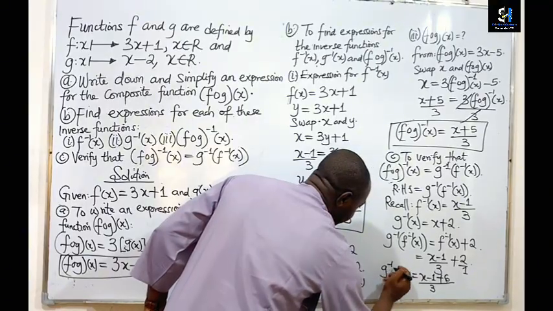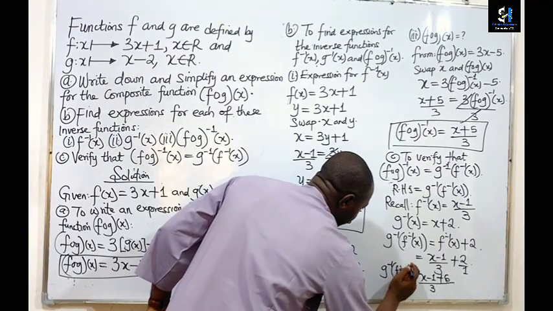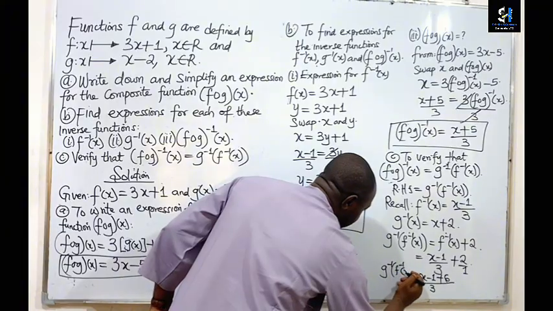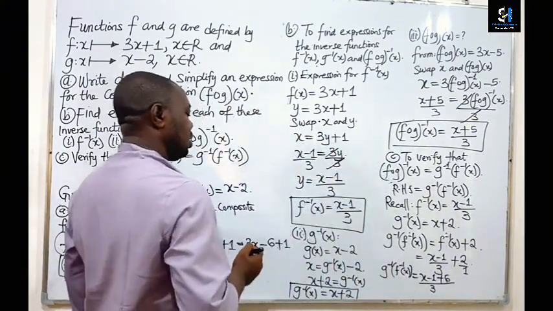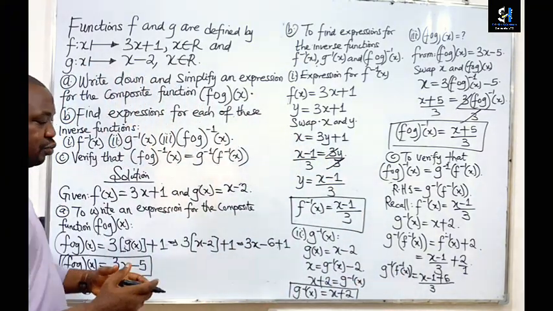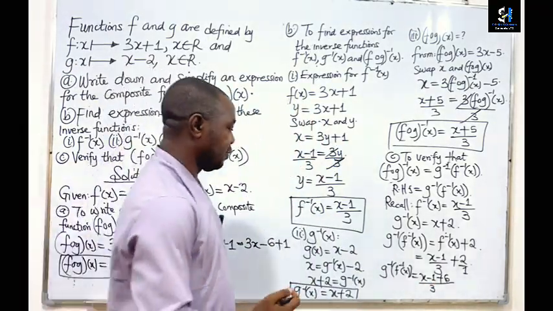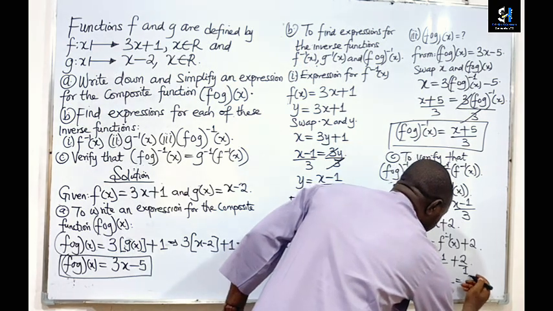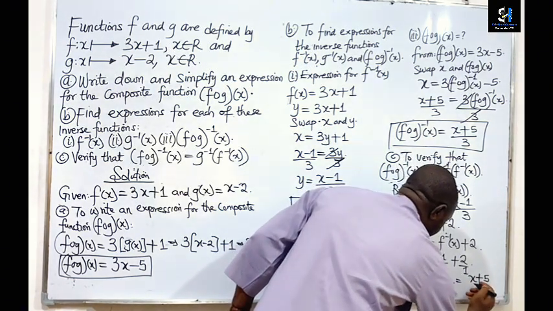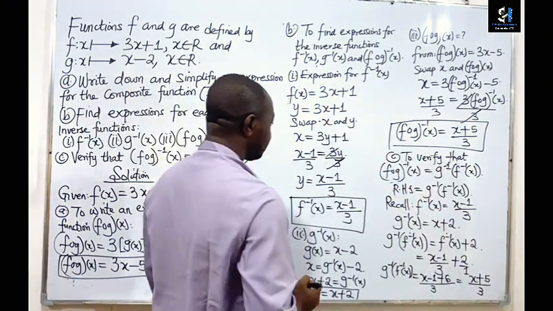So we have the expression for the inverse of g of inverse of f of x. So that's a composite function as well. So minus 1 plus 6, that will be plus 5. So this will be equal to x plus 5 over 3.